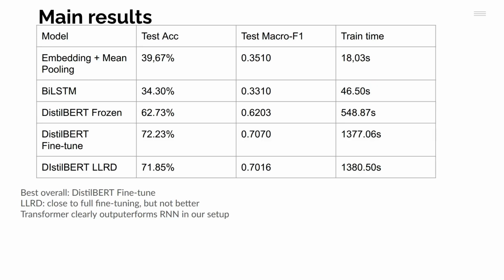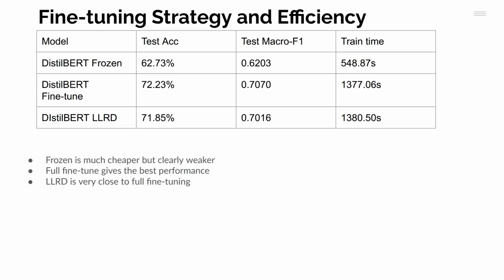BiLSTM reached 34.30% accuracy, while DistilBERT frozen already reached 62.73%. The best result comes from DistilBERT fine-tuned, with 72.23% accuracy and about 0.770 macro F1. LLRD is very close with 71.85% accuracy, but it still does not surpass full fine-tuning.